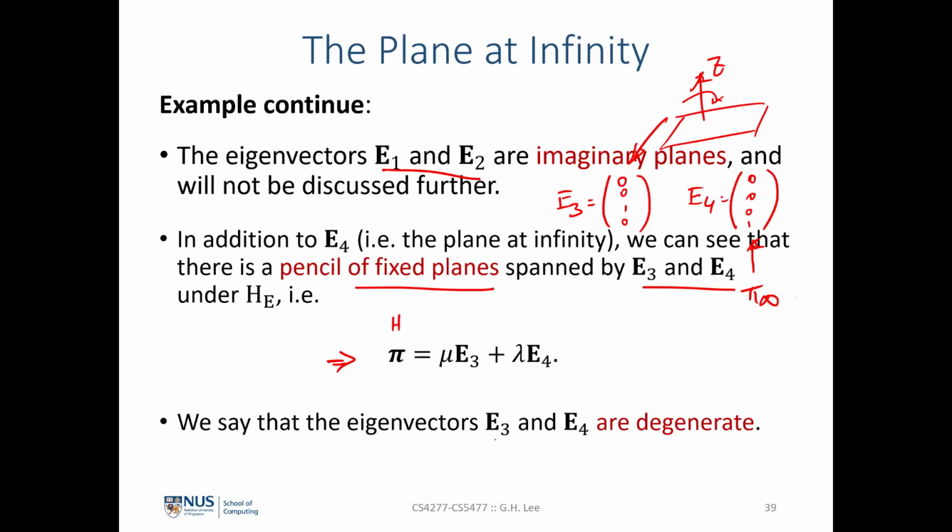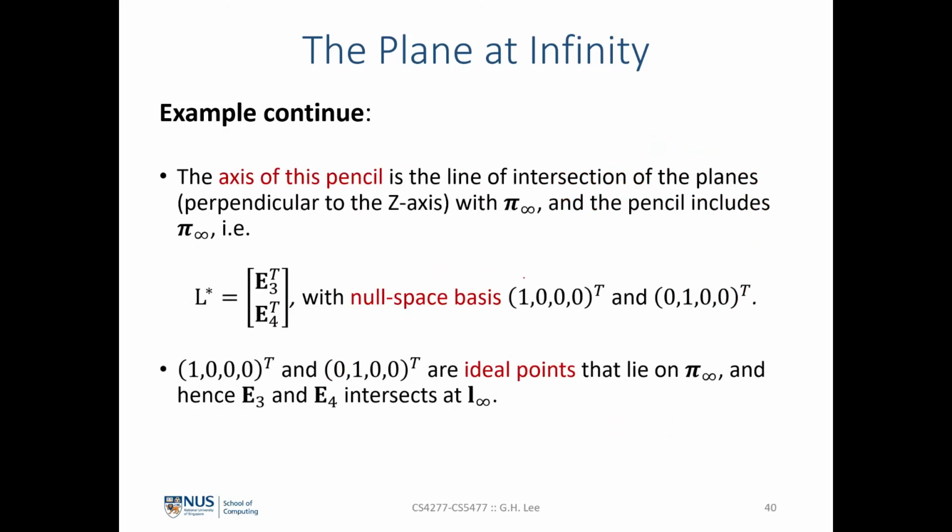And we say that E3 and E4 are degenerate planes here. So we can see that the axis of this pencil is the line of intersection of the planes that is perpendicular to the z-axis. So this is the E3, where E3 is actually equal to (0, 0, 1, 0), and that represents the normal vector of this plane here.